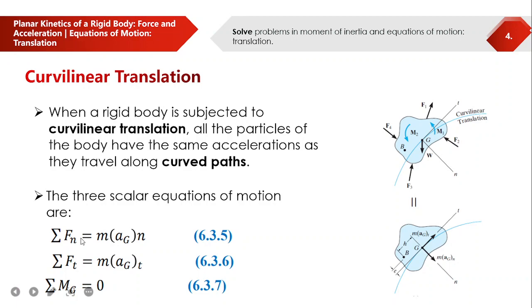Now, for your normal, all forces along the normal axis must be equal to the mass times the acceleration sub g, and this acceleration must be the normal component. And then, same as well for the tangential component, all forces along the tangential axis are equal to the mass times a sub g tangential. So, the sum of all moments about point G is also equal to 0.